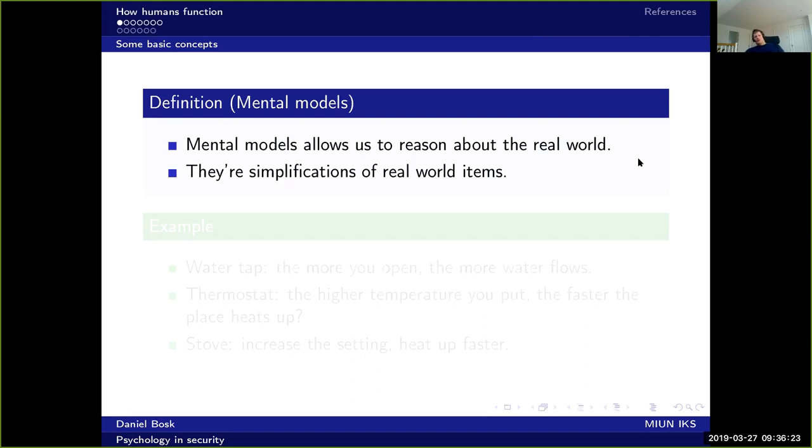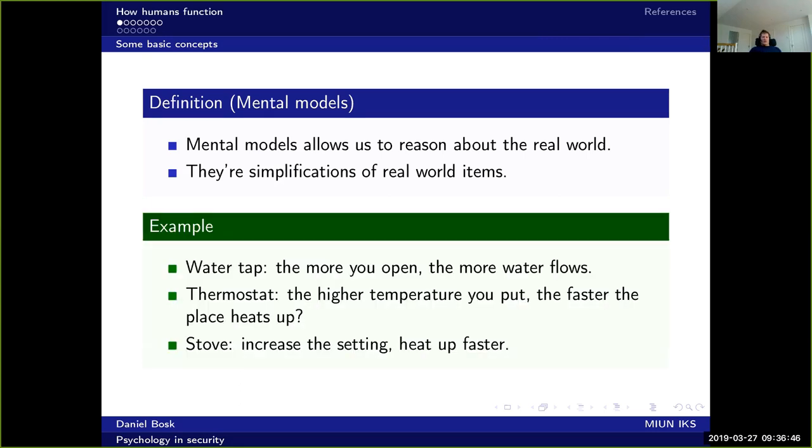So the first thing we're going to talk about is mental models. So mental models allow us humans to reason about the world. So basically, they are simplifications of real world items that we use when we reason about, for instance, problem solving and how we are going to do things. So one example is the water tap. So most people have a mental model of the water tap that the more you open, the more water flows through. And this general model allows us to reason about how the water tap functions.